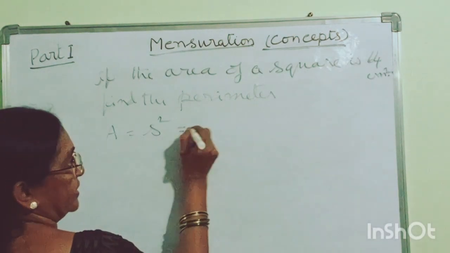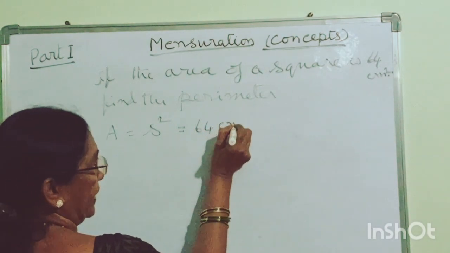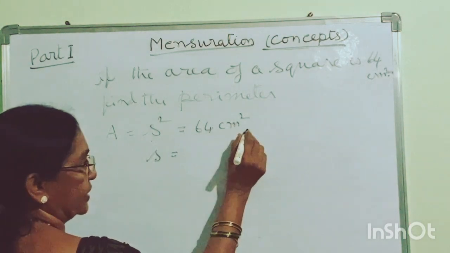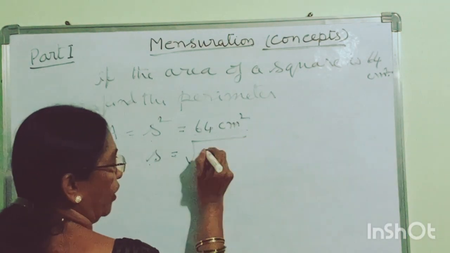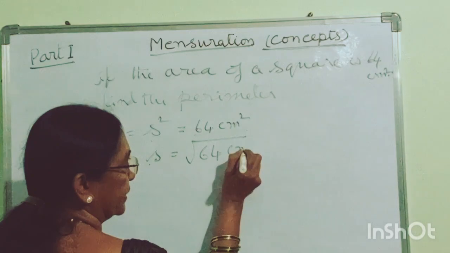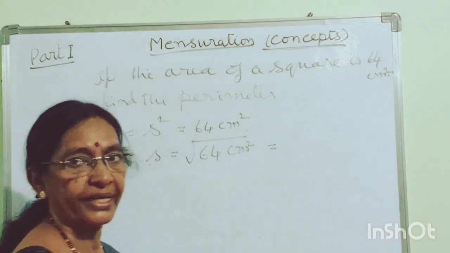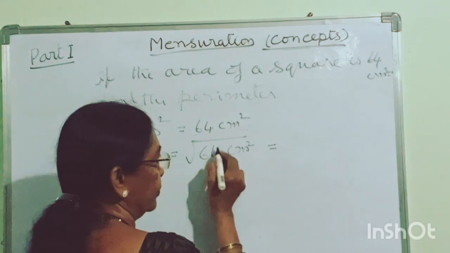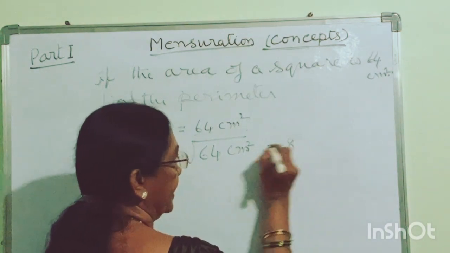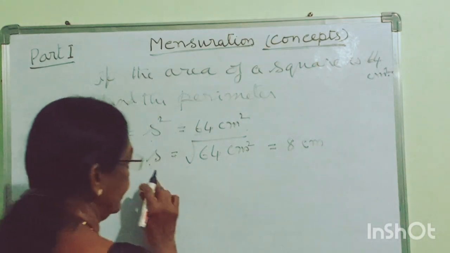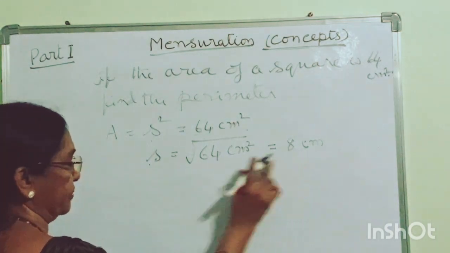It is given as 64 centimeters squared. Therefore, S square is equal to this much. S is equal to square root of 64 centimeters squared. 64 is a perfect square, 8 8 64. Therefore, square root of 64 is 8, and root of centimeter squared is centimeter. Therefore, side of the square is 8 centimeters.